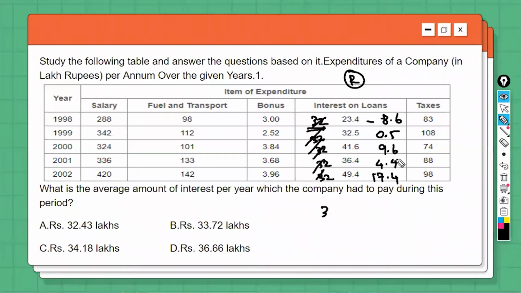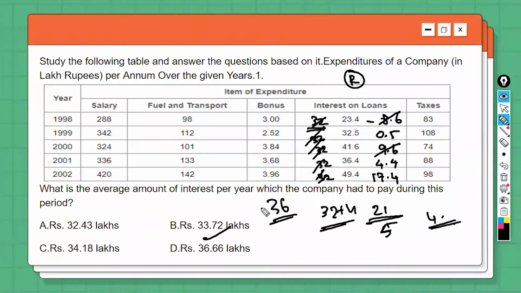Roughly calculating, I'm just able to cancel this one and this one. So approximately, how much is extra? Like 21 point something is extra, divided by 5 will give me 4 point something extra. Okay, 32 plus 4 point something extra. Answer should be in 36. So this should be the right answer. Got it, guys? Can you understand?